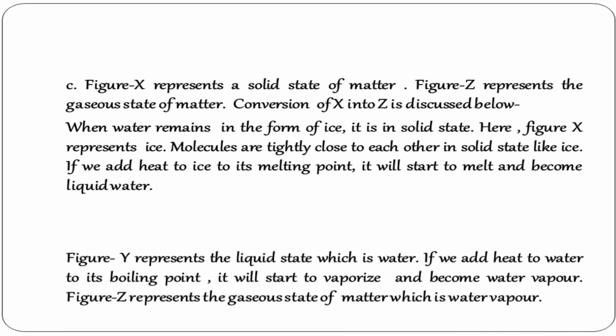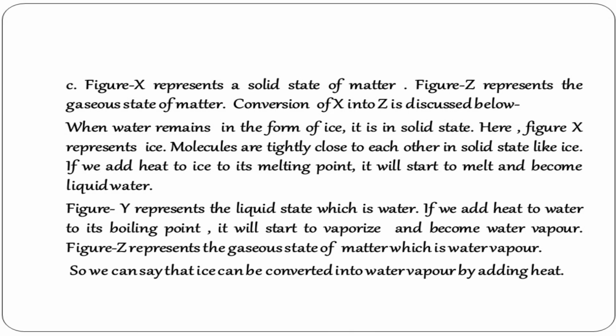Now the third question is, how does substance X transform into substance Z? So in the figure, X represents a solid matter and Z represents a gaseous matter. So now we have to discuss the conversion of X into Z. We already know this. When water remains in the form of ice, it is in the solid state. Here, figure X represents ice. Molecules are tightly close to each other in the solid state like ice. If we add heat to ice up to its melting point, it will start to melt and become liquid water.